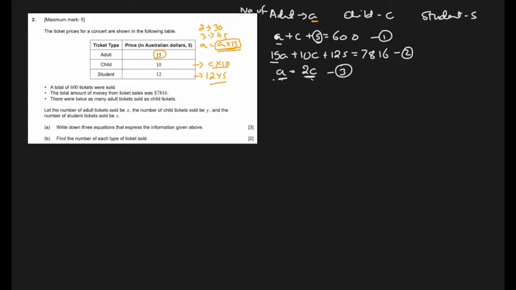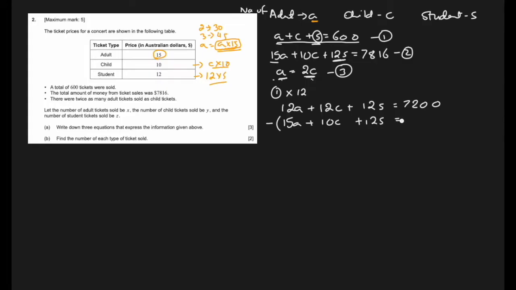So I will multiply this equation number 1, which is this one, by 12, so that I get 12s, and I can cancel this 12s later. So this equation multiplied by 12 becomes 12a plus 12c plus 12s equal to 12 times 672. And now we will subtract this equation, 15a plus 10c plus 12s equal to 7816. Since we are subtracting, everything will be negative here.